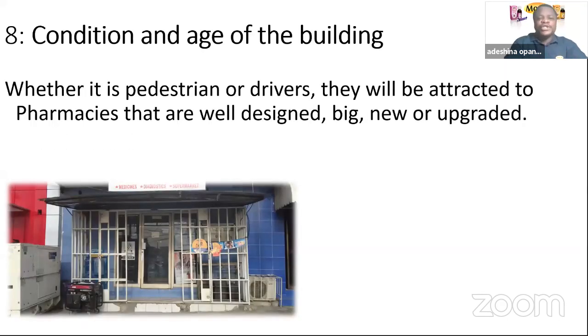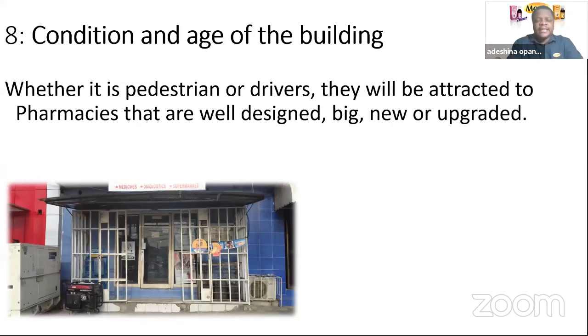Number 8, the condition and the age of the building. Whether it is pedestrians or drivers, they will be attracted to pharmacies that are well designed, big, new, or upgraded. And I'll share some of these things with you. Now, the image I have on the screen is a pharmacy I did some work with some time back. And this is the pharmacy before we did some intervention.